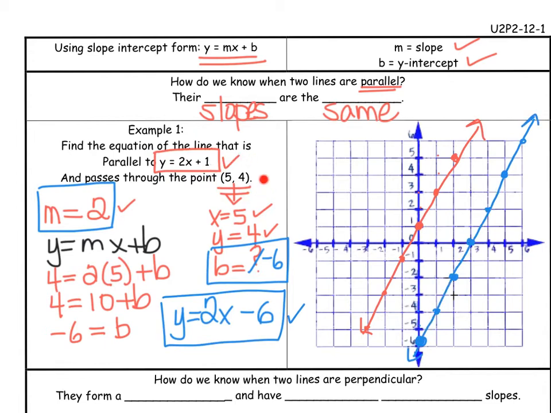So does it pass through the point 5, 4? So let's take a look. Here's the point 5, 4. There's the point 5, 4 right there. So yes, it does pass through the point 5, 4. And it is parallel to the line y equals 2x plus 1. So if two lines are parallel, their slopes have to be the same.